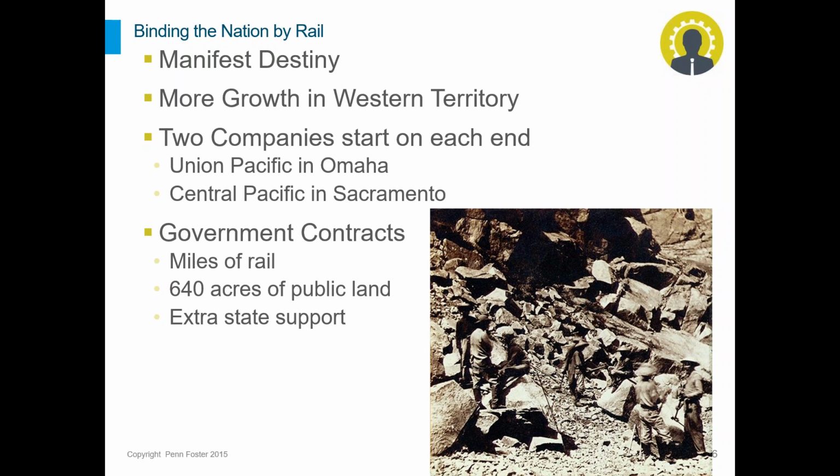And also each of the territories or each of the states that the railroads were going through also kicked in some money per mile to both the Union and Central Pacifics. So those are the two companies, the Union Pacific and the Central Pacific.